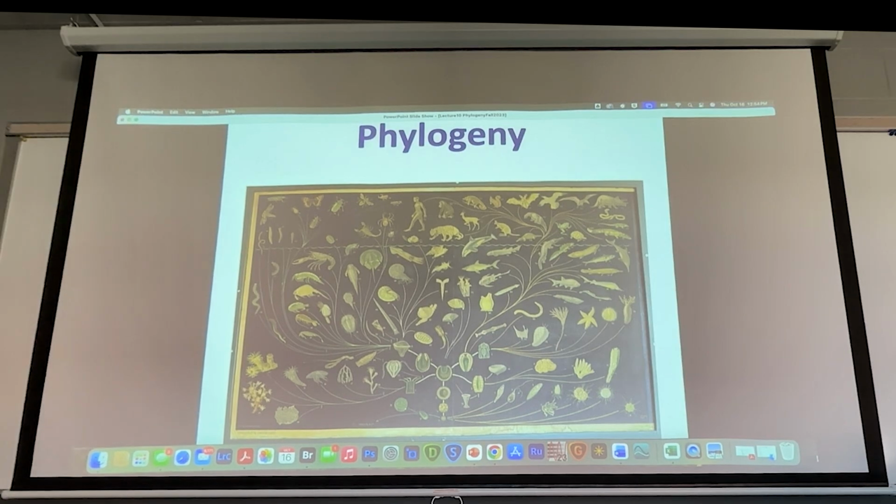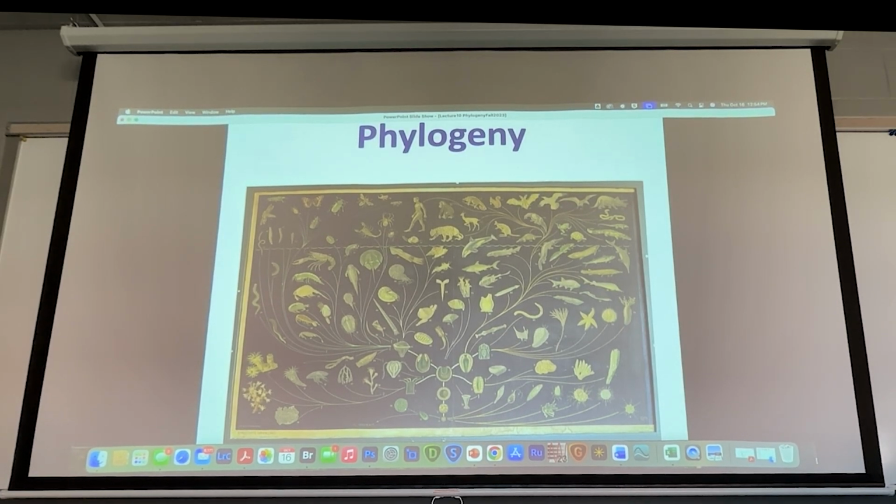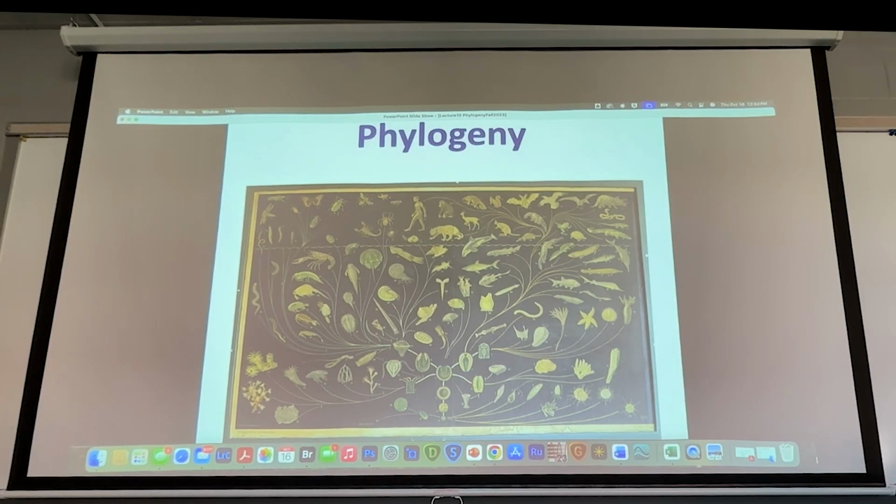Phylogeny is grouping of organisms, okay? When you hear the word phylogeny, we're grouping organisms based on what we're going to term relatedness or common ancestry.